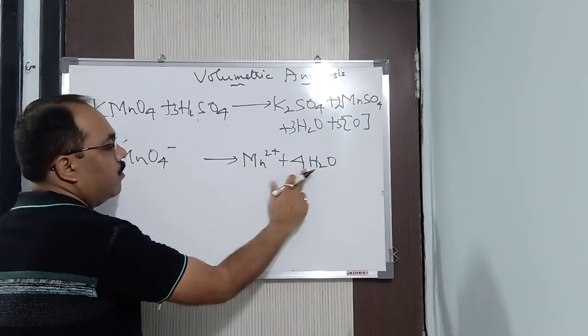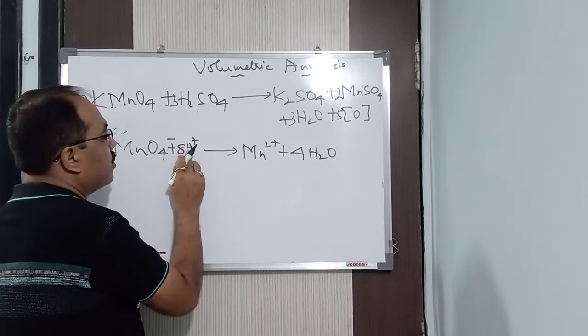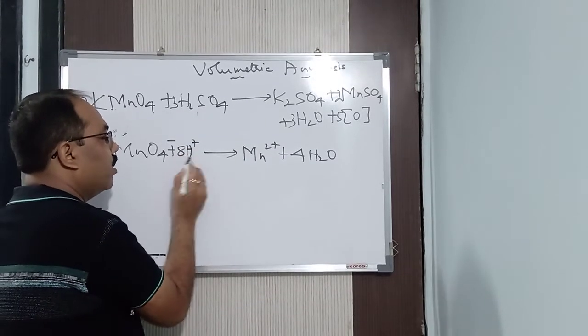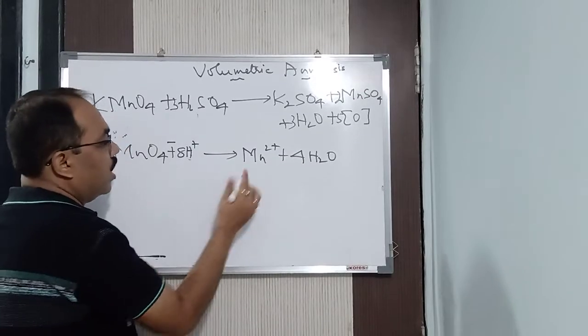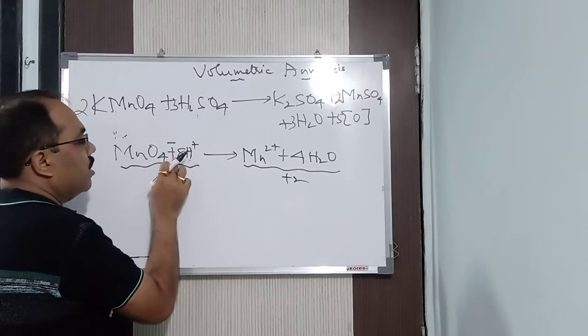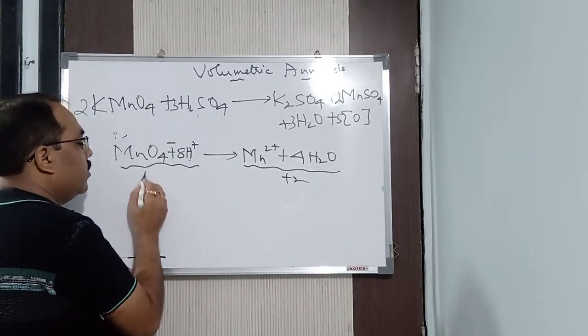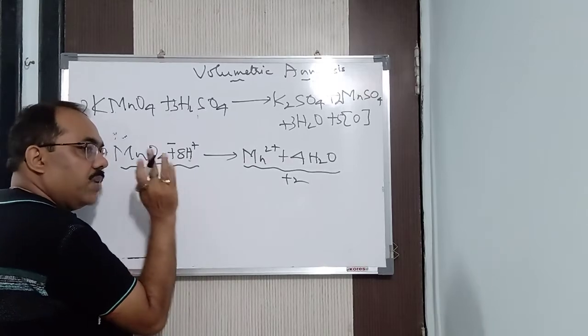Now 4 water means how many hydrogen? 8. So I will do 8H plus. Now Mn is balanced, oxygen is balanced, hydrogen is balanced. So I need to balance the charge. Here the total charge is plus 2. Here the total charge is 8 minus 1, which is 7. I want 2 on both sides, so I have to subtract 5.